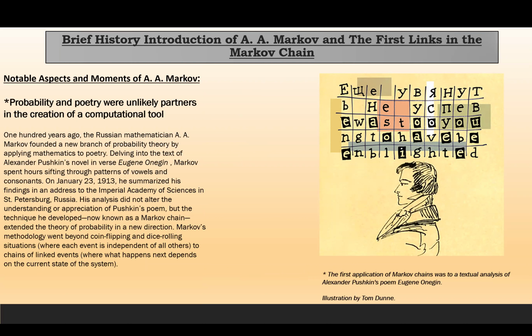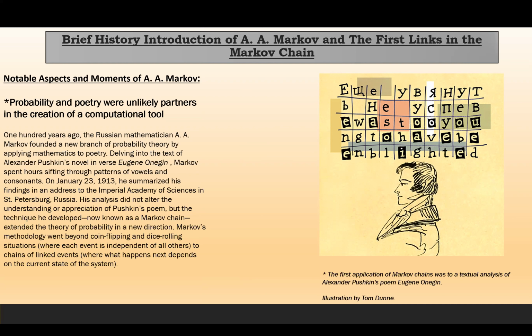On January the 23rd, 1913, he summarized his findings in an address to the Imperial Academy of Sciences in St. Petersburg, Russia. His analysis did not alter the understanding or appreciation of Pushkin's poem, but the technique he developed, now known as Markov chain, extended the theory of probability in a new direction. Markov's methodology went beyond the coin flipping and dice rolling situations where each event is independent of all others to chains of linked events, where what happens next depends on the current state of the system.